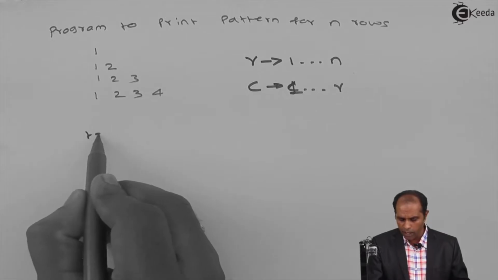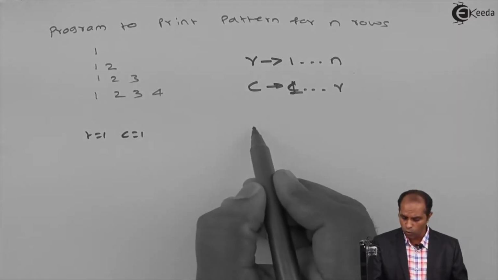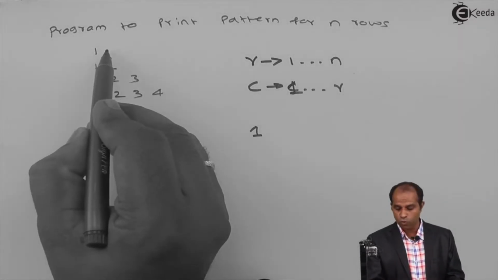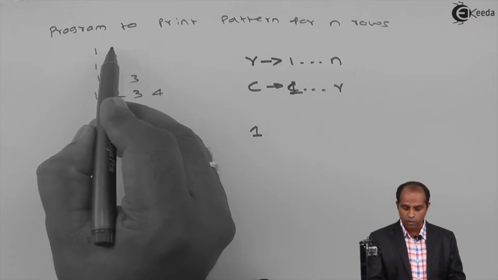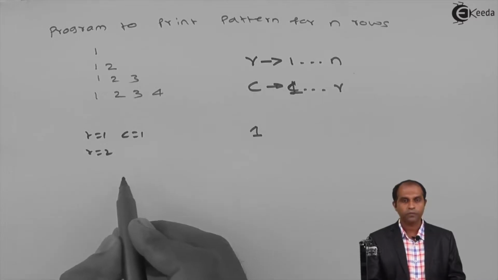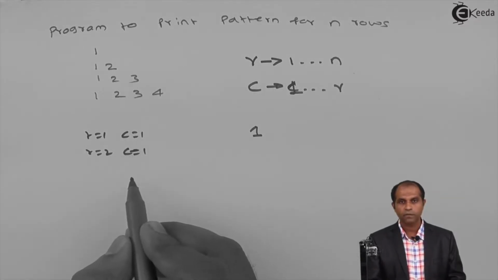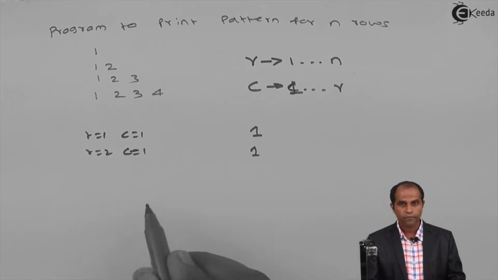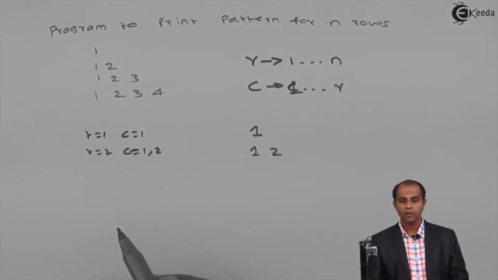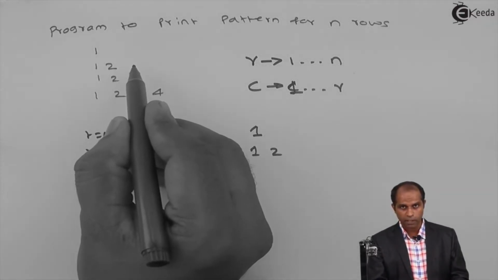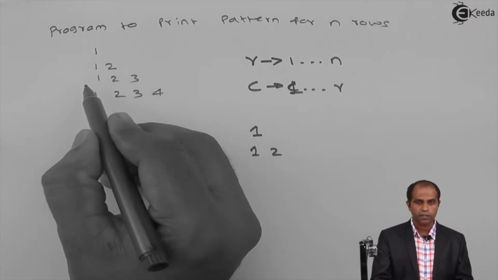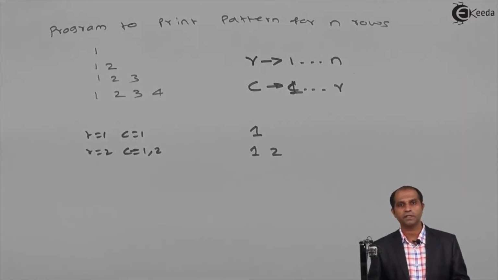Now let me write this. When R is 1, C is 1, what is to be printed? 1. After that, we know that R is 1, C is 2, but the condition is false. So I am supposed to move the cursor to the next line. Then when R is 2, C is 1, again I am supposed to print 1. After that, C becomes 2, so I print 2. When C becomes 3, should I print that? No, your answer is true, no. Then I need to move the cursor to the next line. That can be done by using a printf newline instruction.